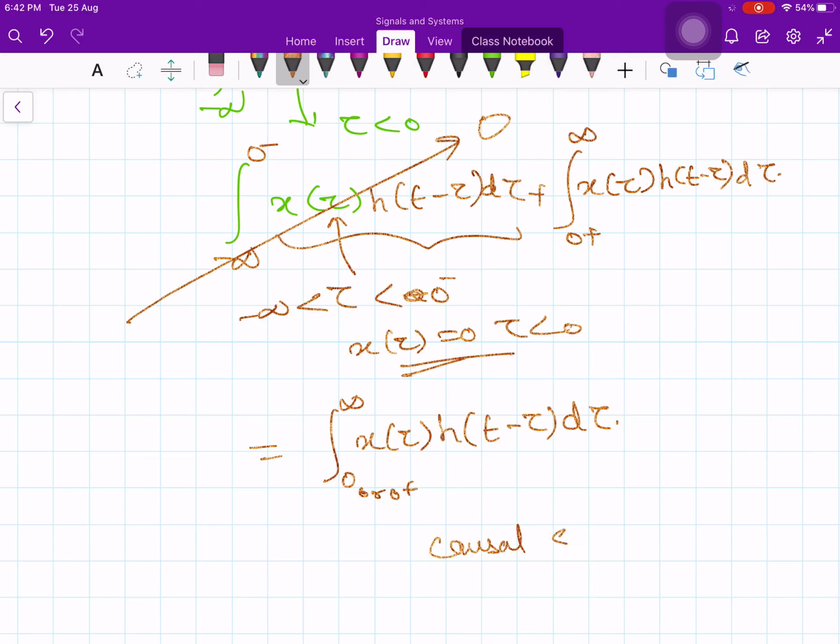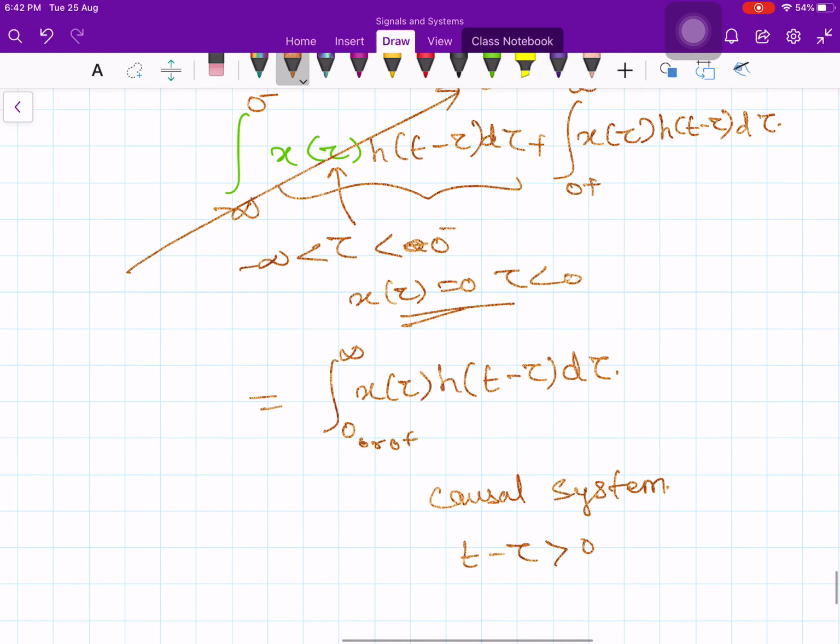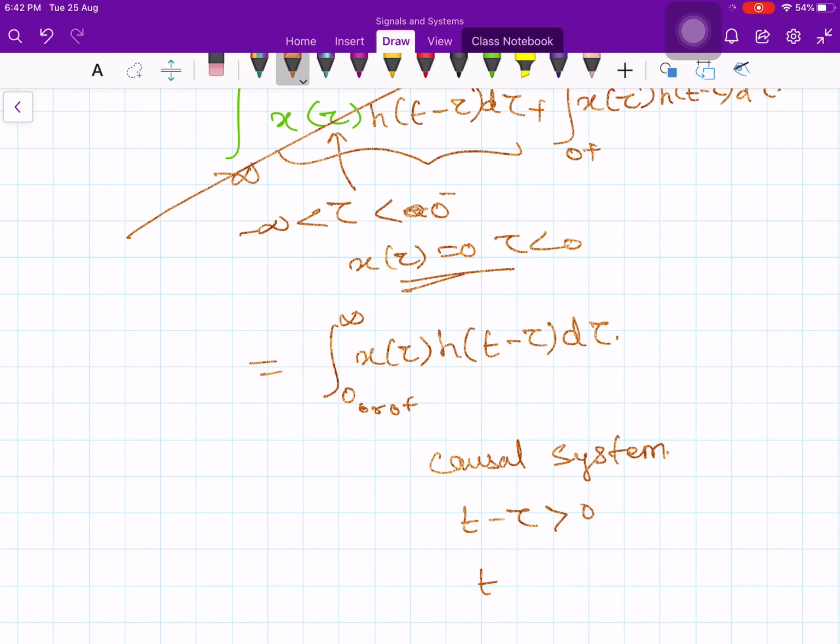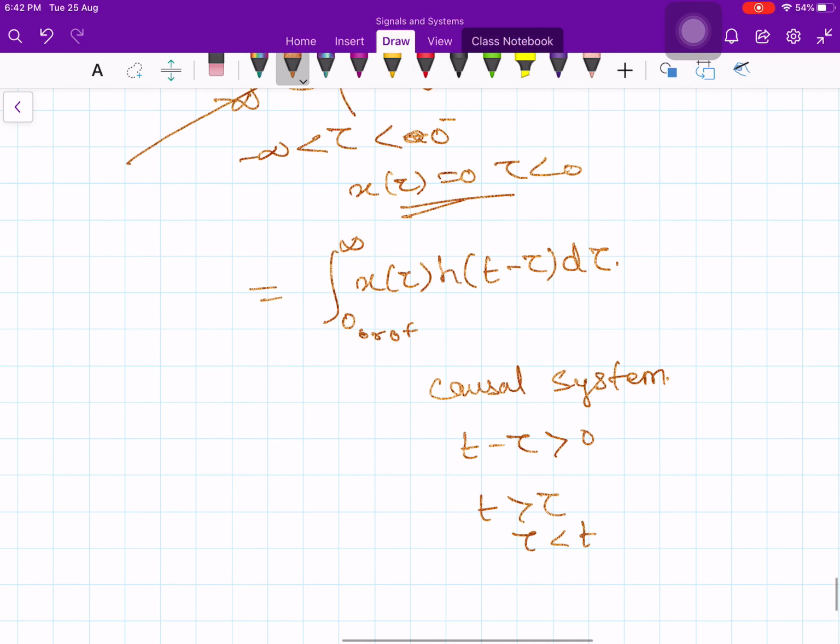Causal system. When t minus tau exceeds 0, then what will happen? That t is greater than tau, or tau is less than t. That means as long as tau is less than t, this is positive. Exactly when t exceeds tau, then it becomes a causal system.